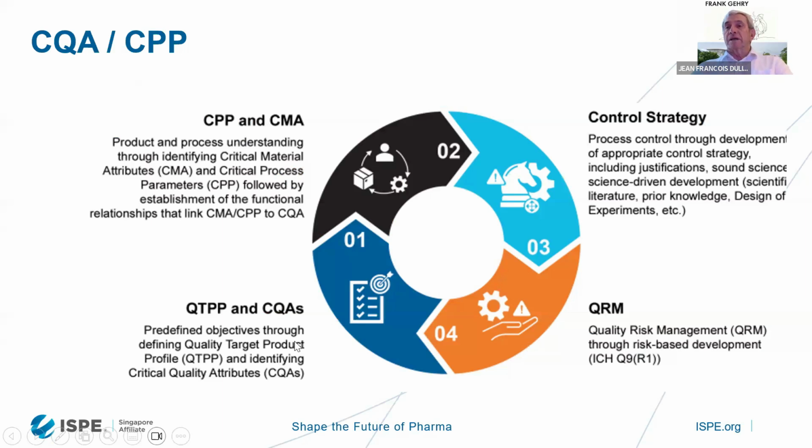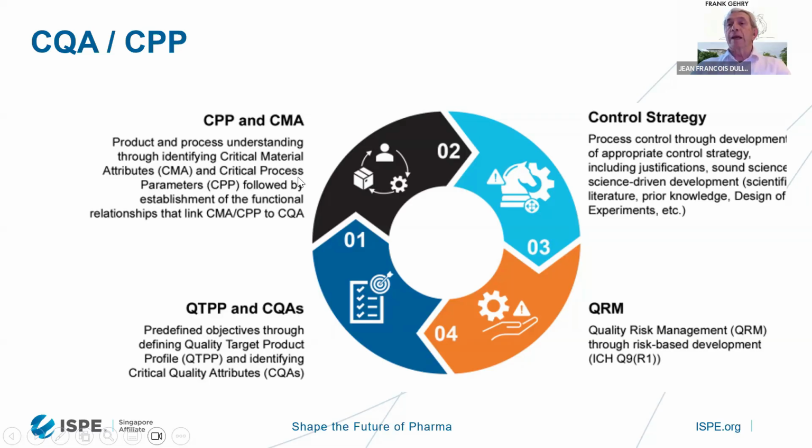QbD, we are starting with the quality target product profile. What are the targets we want to have, and this is made during development and research. And then during the development, we are identifying the critical quality attributes. With the critical quality attributes, we can move into the production, and we will have for the materials what we call critical material attributes. And this is really critical because very often the material is coming from the patient.